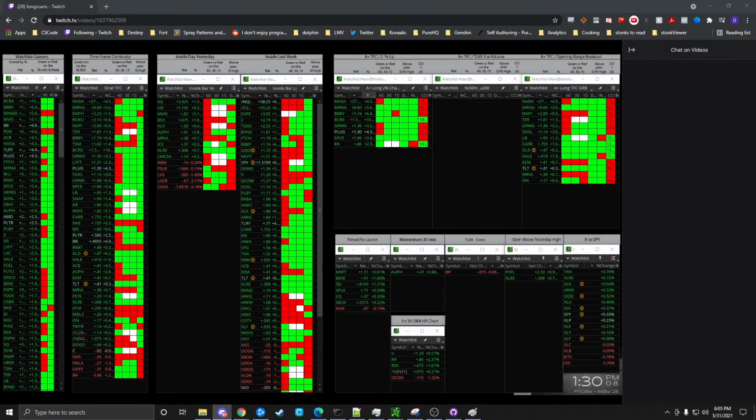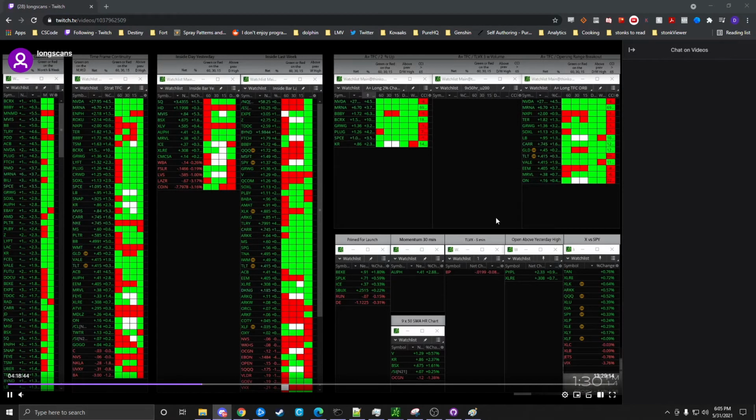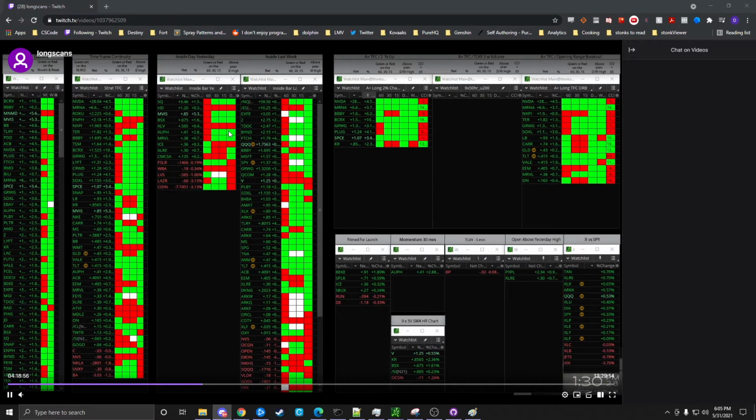So does anyone have any questions on these scanners? Now that hopefully you are somewhat familiar with the strat, this inside week and last week should be very clear to you. You have the time frame continuity on the smaller time frames, an inside day yesterday, an inside week last week, and are you trading above or below it? It's bread and butter strat.